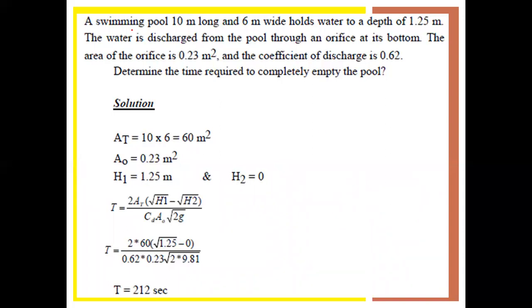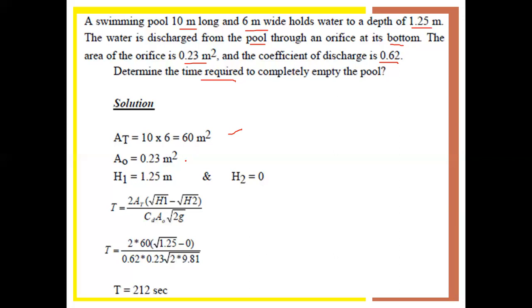Coming to the next problem, a swimming pool 10 meters long, 6 meters wide, which holds the water to a depth of 1.25 meter. The water is discharged from the pool through the orifice at its bottom. The area of the orifice is 0.30 meter square and the coefficient of discharge is 0.62. Determine the time required to completely empty the pool. Therefore, at the given data, area is equals to 10 into 6, that is 60 meter square.